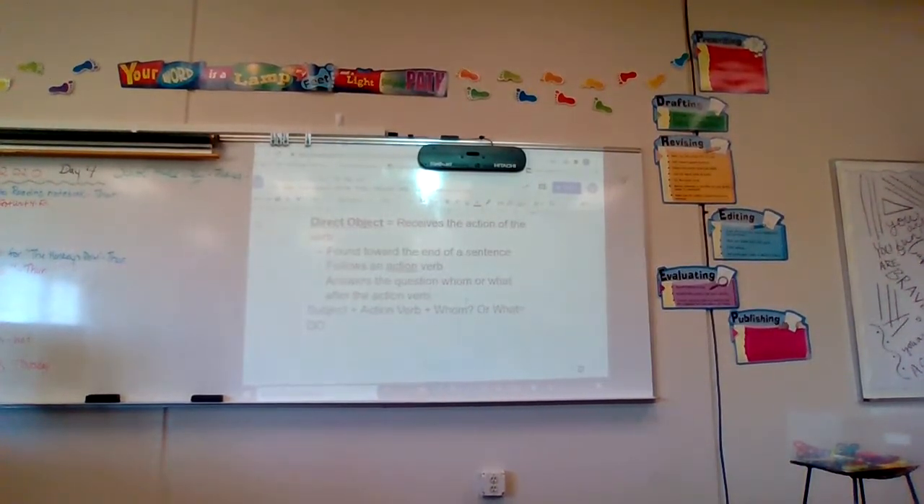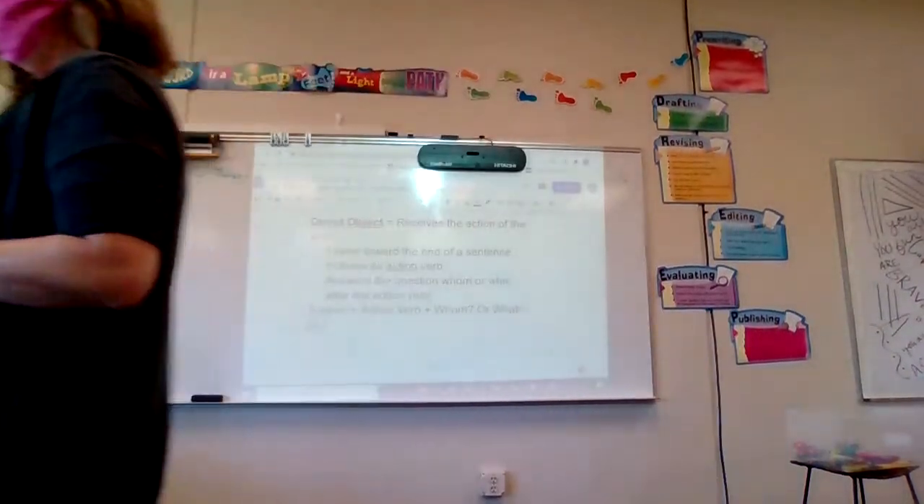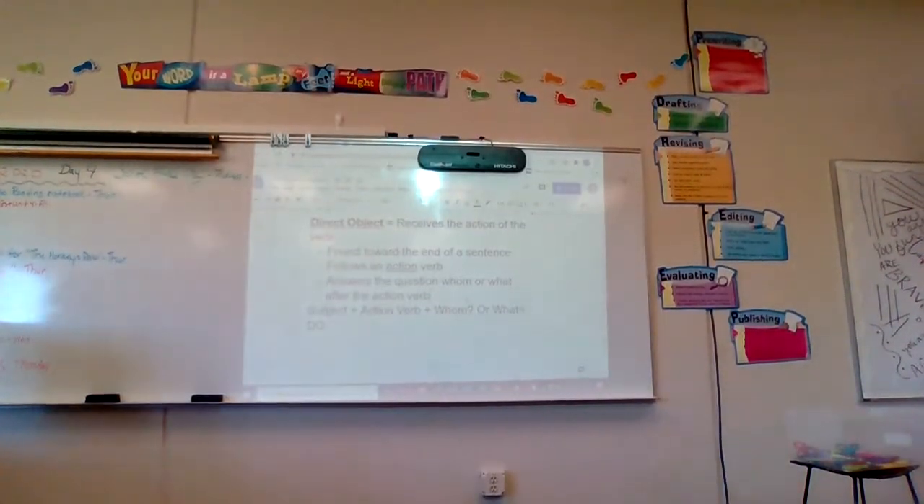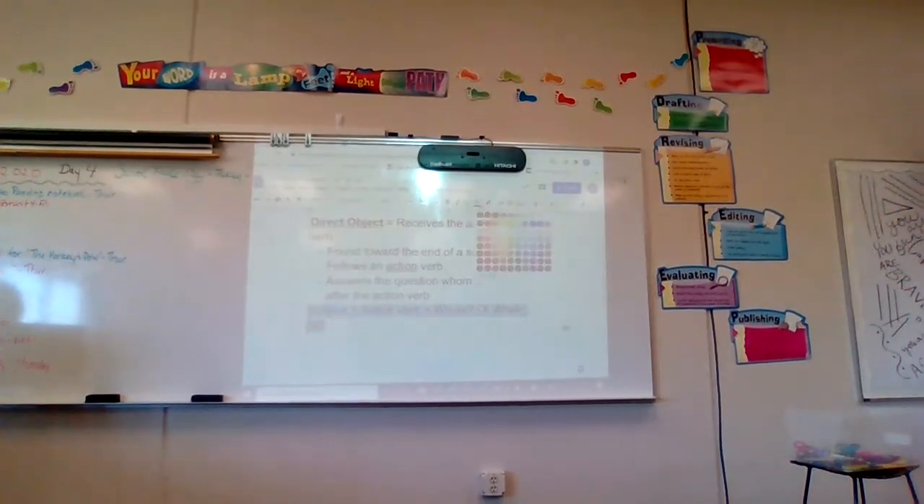And then finally, the thing at the bottom there, that's your formula for finding a direct object. Maybe I'll put your formula in red. Okay?